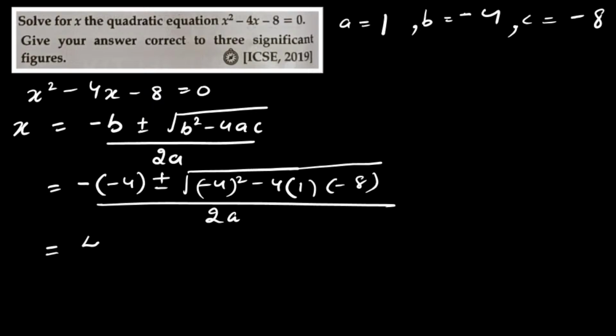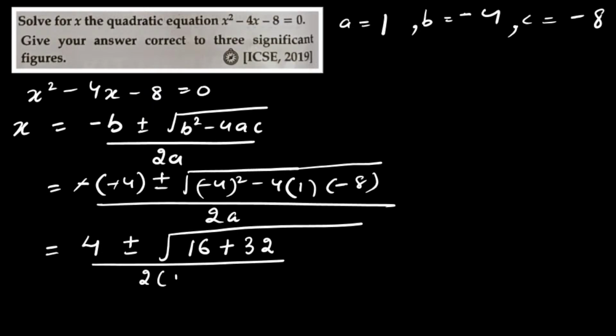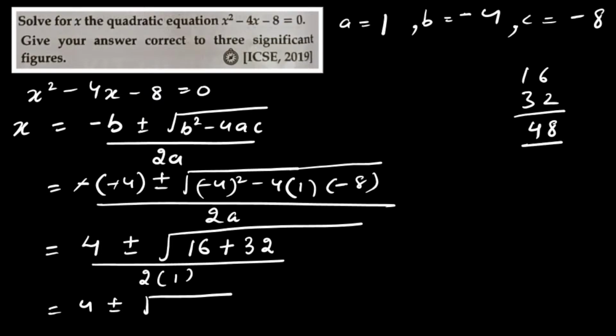So minus and minus will become plus. Plus minus square of minus 4 is 16. Square of a negative is always positive. Here minus and here also a minus sign. When two minus signs are there, this will change to plus. 4 into 8 is 32, by 2a. 2a means 2 into 1. So 4 plus minus square root of 16 plus 32. 16 plus 32 is 48. So 4 plus minus root 48 by 2.